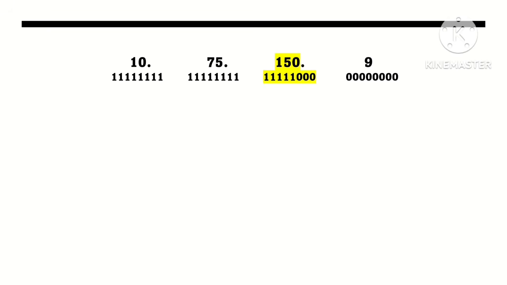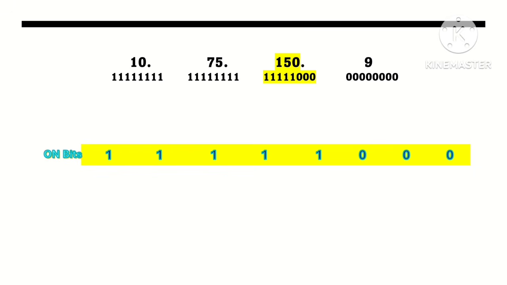So the given IP is 10.75.150.9, and we are going to see the third octet, where the first 5 bits are in on state, that is ones, and the rest of the 3 bits are in off state, that is all zeros. So I'm going to introduce a block here, which is the secret block that is acting as a tool to identify the network of any given IP address in a few seconds.